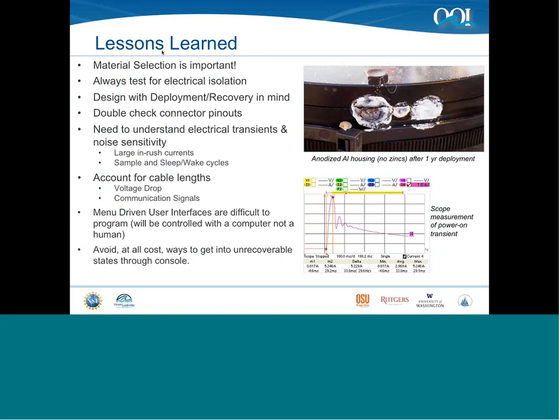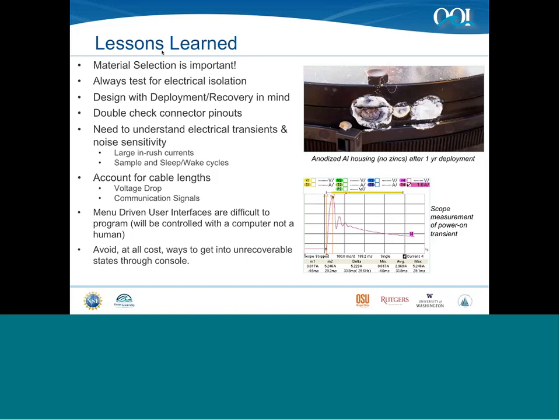Second is always test for electrical isolation. Even with commercial systems, we often find that an internal wire can get pinched up against a housing in a way that wasn't supposed to happen, and that can cause currents to flow into the seawater around the instrument. That's bad for a couple reasons. One, because it can cause early degradation to that system, corrosion, and it can also interfere with measurements of surrounding systems.